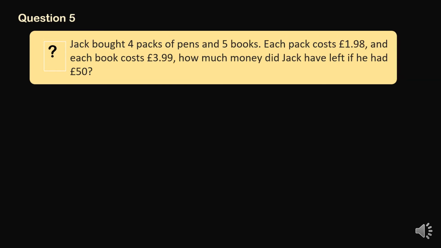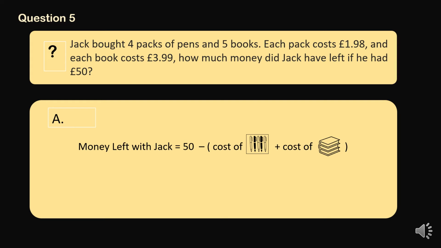Question number 5. Jack bought 4 packs of pens and 5 books. If each pack costs £1.98 and each book costs £3.99, how much money did Jack have left if he had £50? To answer this question correctly and with less mistakes, the first thing you need to do is to define the equation. Money left with Jack equals 50 take away the total cost.